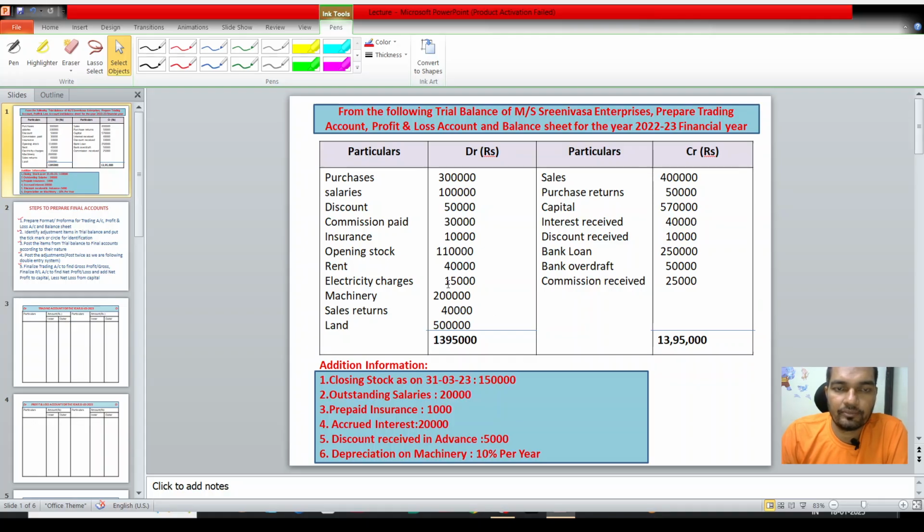So this is a sum given to all of you: from the following trial balance of Merces Srinivas Enterprises, prepare trading account, profit and loss account and balance sheet for the financial year 2022-23. And this is the trial balance table, and below this table additional information, also called adjustments, is given. 6 adjustments are given: closing stock, outstanding salaries, prepaid insurance, accrued interest, discount received in advance, depreciation on machine.